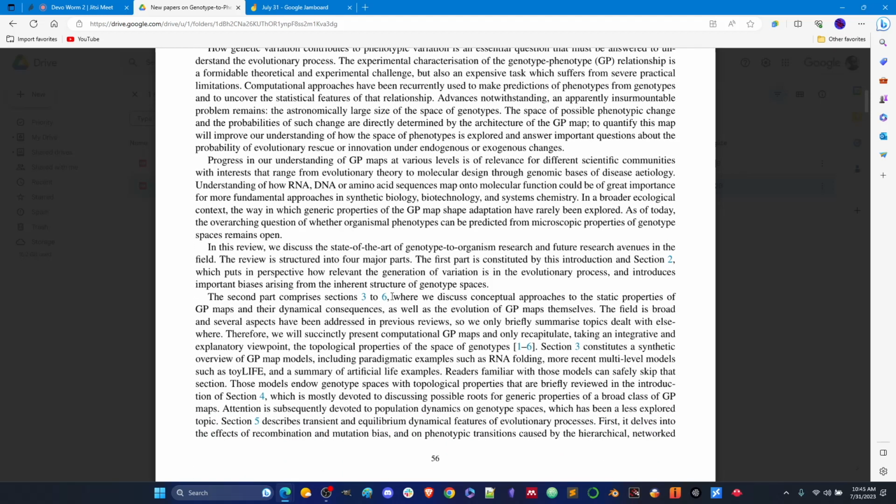So this paper is really long, and I'm not going to get into the whole paper. This review has a number of parts. There's the introduction. There's section 2, which puts into perspective how relevant the generation of variation is in the evolutionary process, and introduces important biases arising from the inherent structure of genotype spaces. So this is where the genotype spaces introduce bias into, say, development, or into the phenotype. How genes are expressed can affect what the phenotype looks like.